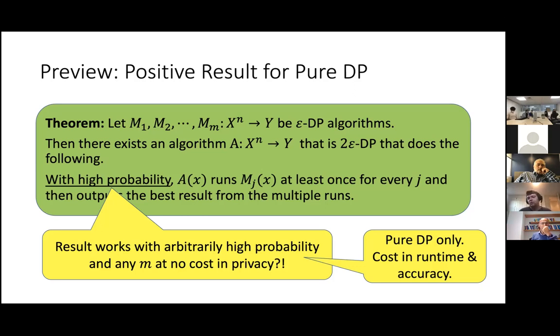There's also a cost in runtime, because I said it runs each of the algorithms at least once with high probability, but it could run them many, many times. And the higher the probability you set, the more you have to pay there.